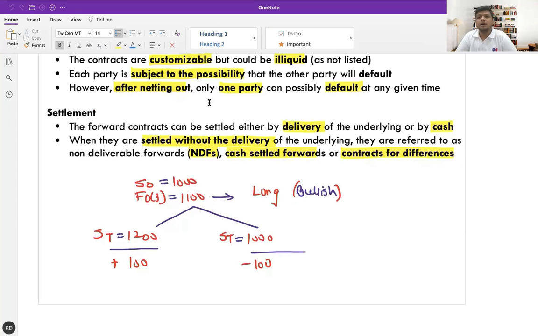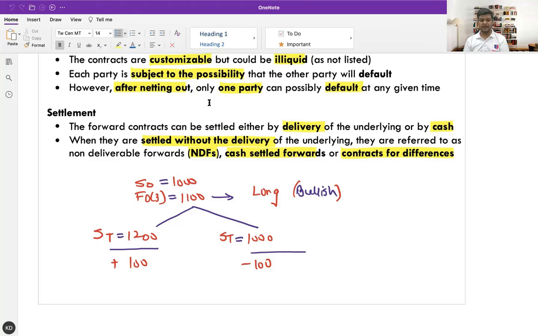Right. There are three things that you should notice here, apart from the settlement process, which is delivery or cash settlement. S0 is the spot price today. Then F0 is the forward or the future price for the 3-month contract. I've put that in bracket 3. And ST is the spot on maturity with which you are going to compare your forward price. And that's what will tell you who gets to pay or receive how much.